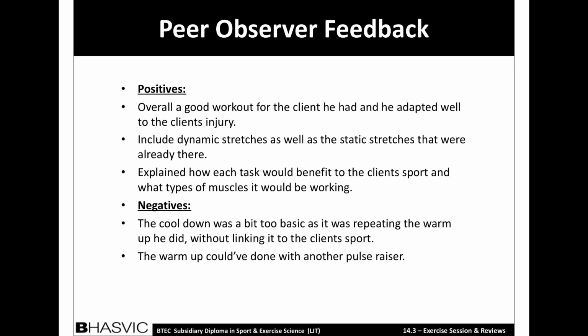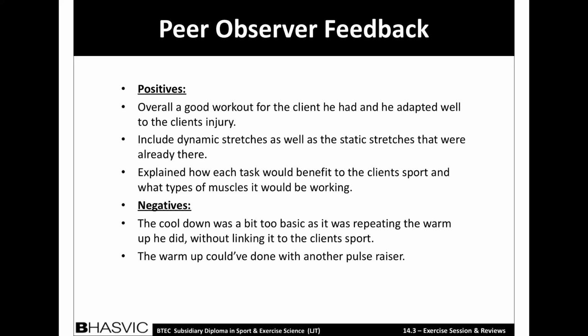I also got some peer observer feedback, so some positives. He also explained that overall it was a good workout for the client and that I had adapted well to the client's injury. He said that I'd included dynamic stretches as well as static stretches that were already there. He also explained how I explained each task would benefit the client's sport and what types of muscle it would be working. He also explained some negatives.